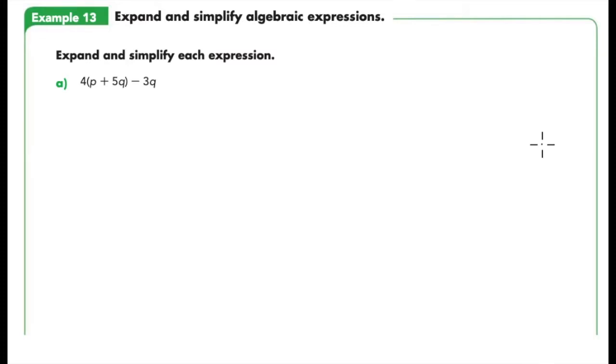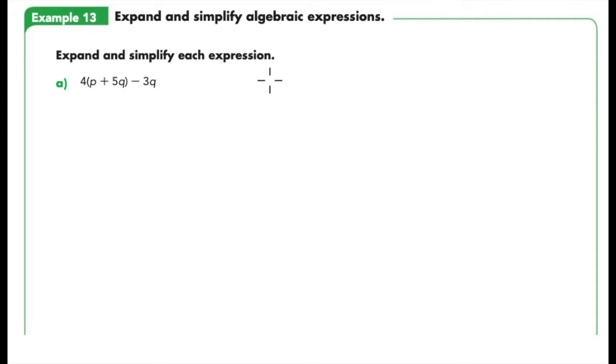In this example, we'll be looking at expressions that have expansion in them, and we have to simplify after we expand. Unlike our previous examples where we just expanded expressions, now there are going to be some more like terms added, where we have to simplify after we expand our set of parentheses.